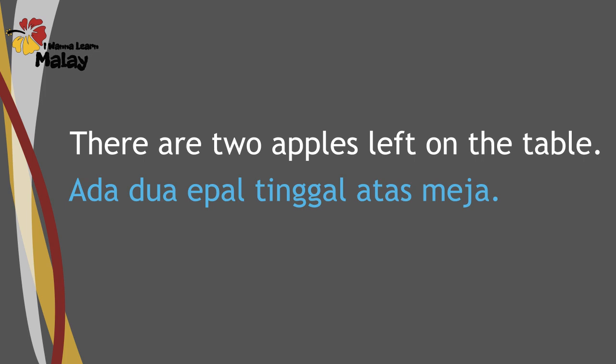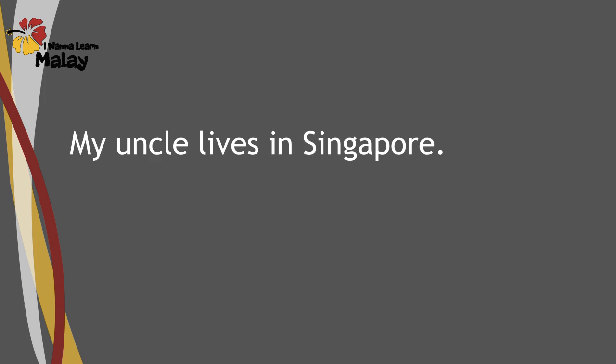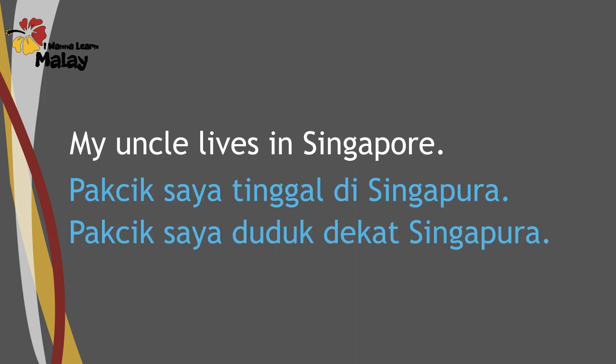Another example, how do you form the sentence, my uncle lives in Singapore? Uncle in Malay is pakcik. In this sentence, we can use either tinggal or duduk to refer to stay. So the full sentence is, pakcik saya tinggal dekat Singapura, or, pakcik saya duduk dekat Singapura. Or you can use di Singapura. That's more formal.